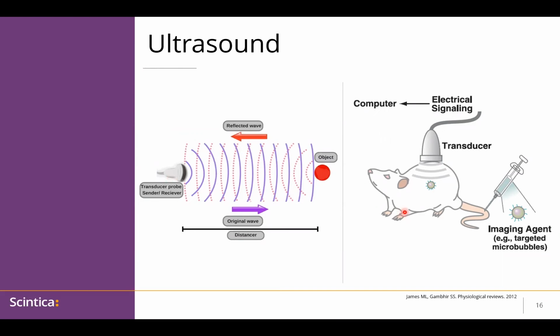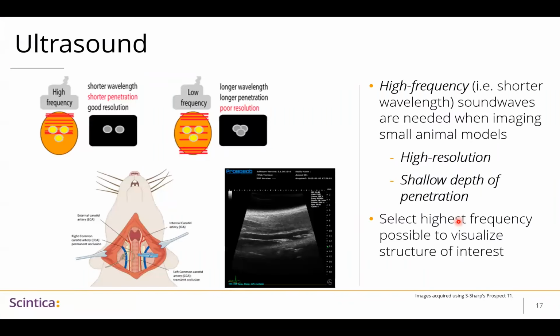We can see most of the soft tissues within the body using this technique, but we can also inject contrast agents such as microbubbles to allow us to detect specific biomarkers or to detect perfusion within an organ as well at the capillary level. So when we talk about preclinical imaging, we're always generally talking about high frequency ultrasound.